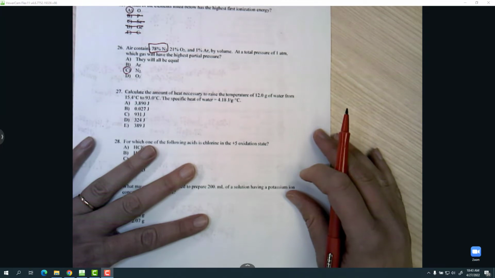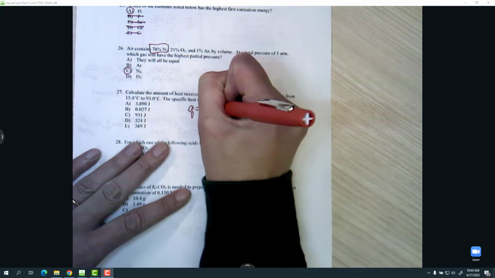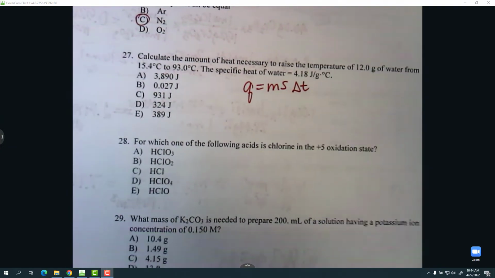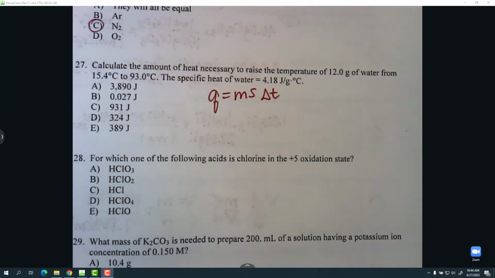The amount of heat necessary. All right, so this is Q equals m s delta T. Let me readjust so you can read it. This is just changing the temperature of a thing, not a chemical reaction. So Q equals m s delta T.